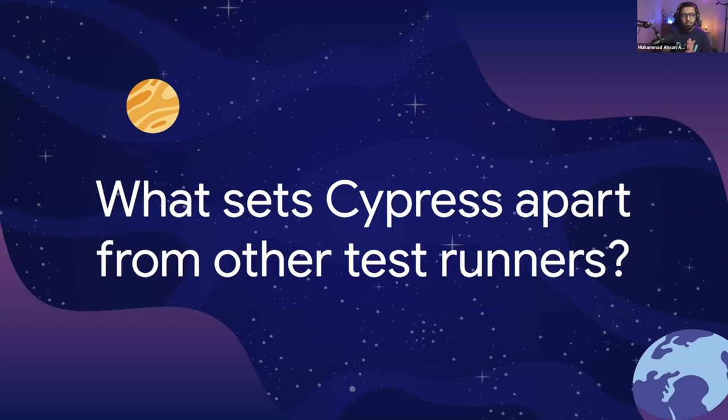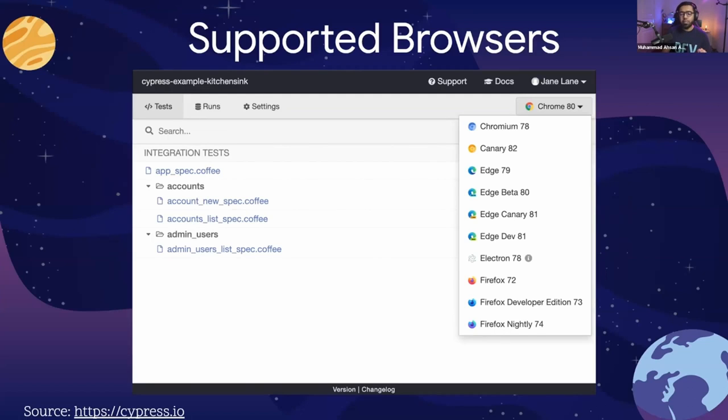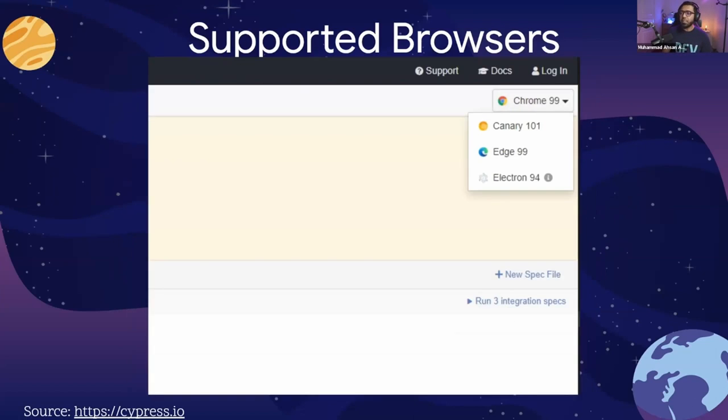So what sets Cypress apart from the other test runners? First of all, it has really good support. Now this image is a bit older. As you can see, it shows Chrome 80. This one is a new one, but you can go to cypress.io and you can see that it essentially supports the major modern browsers that you can run the tests against for your products. It also supports Edge, as you can see, also Electron.